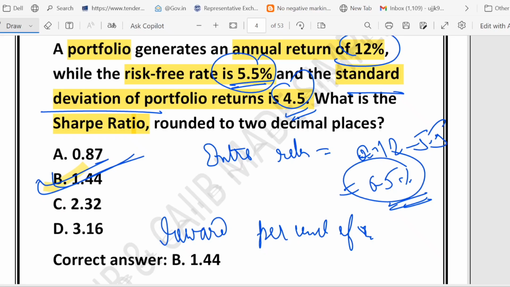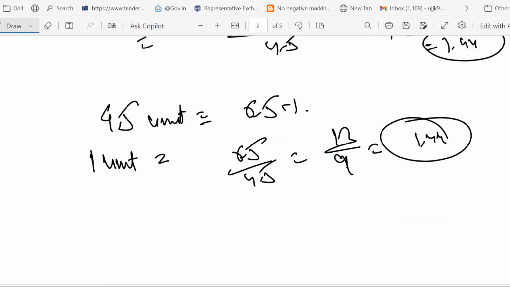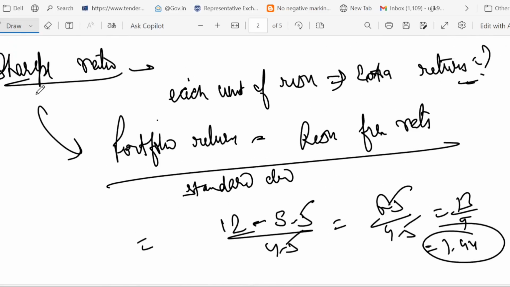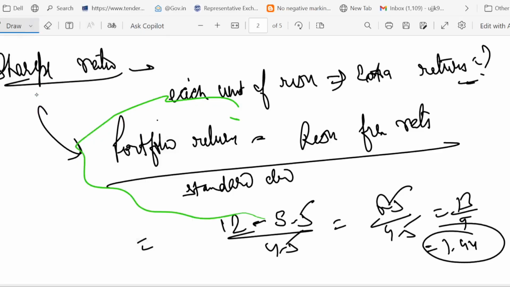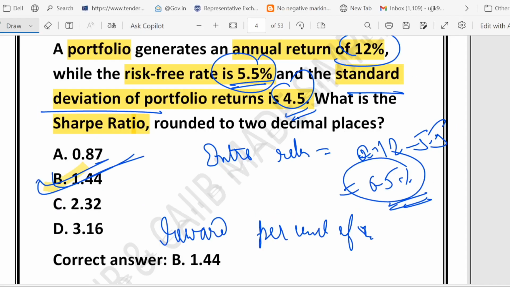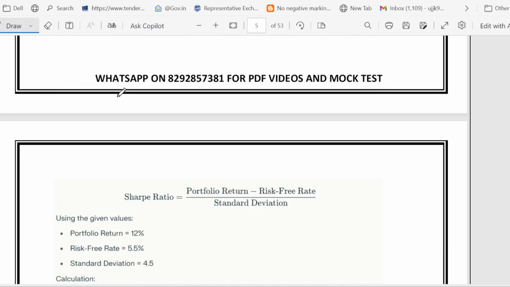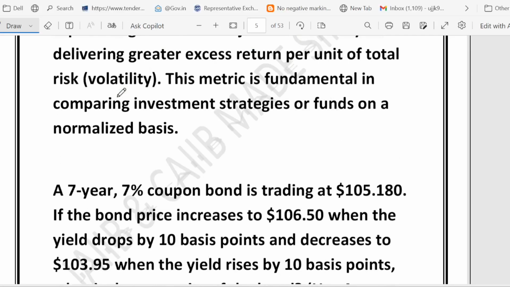So, two things to remember here. Again I am repeating, please remember this formula. Let me show you the formula again. Please note it down in your notebook or somewhere else. This is a super important formula: portfolio return minus risk-free rate upon standard deviation. And the second thing you need to remember is that the higher the Sharpe ratio, the better the risk-adjusted performance. So the question may ask whether the Sharpe ratio should be higher or lower. The answer is it should be higher.